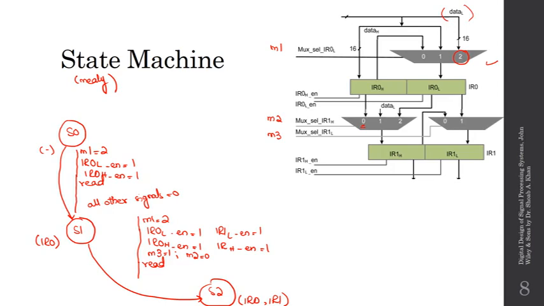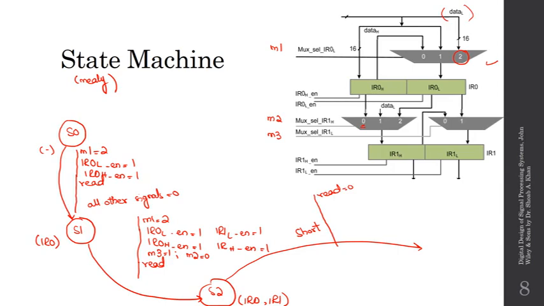Now from S2 there are two possibilities. We can either get a long instruction or we can get a short instruction. In case of a short instruction, I'll move on to another state. Let's say we get this information that a short instruction has been received. In that case, the read signal will be 0 this time around. We won't be reading a new instruction.